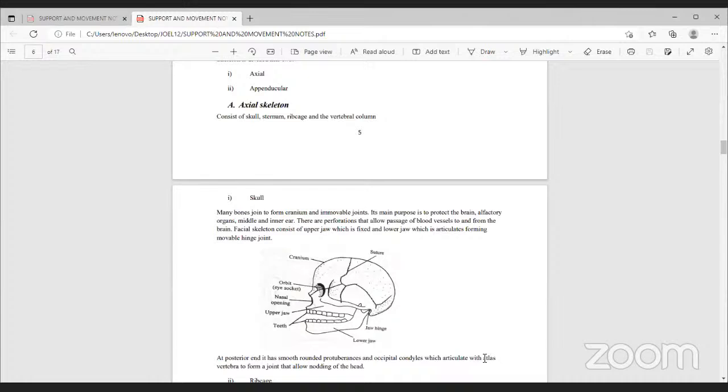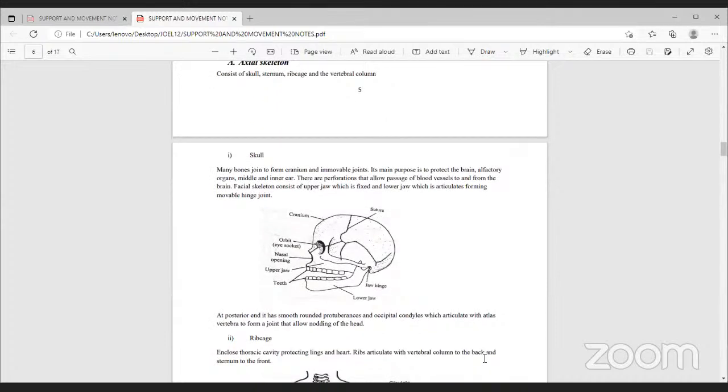The atlas is the one that is going to articulate with the head or with the skull to form a joint that is going to allow the nodding of the head. So the first bone of the vertebral column is referred to as the atlas. It is one of the bones that make up the cervical vertebra. So that is the skull.